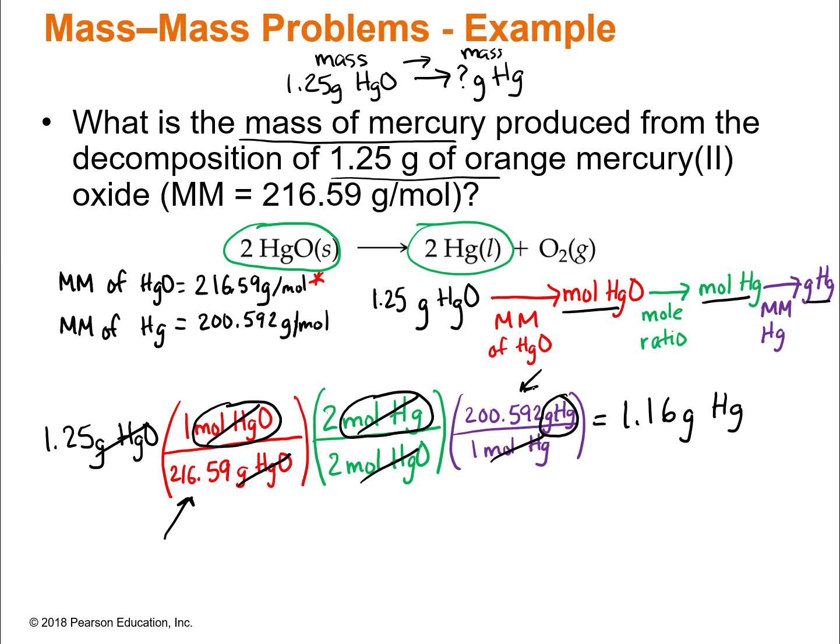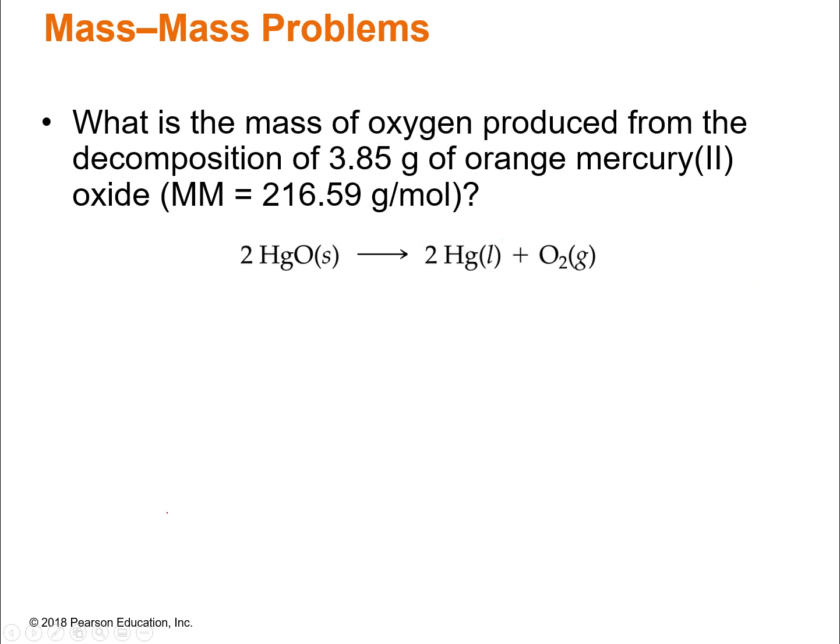I'm going to go through another problem. I'm going to ask for some input from you guys, okay? So get ready. What is the mass of oxygen produced from the decomposition of 3.85 grams of orange mercury 2 oxide?